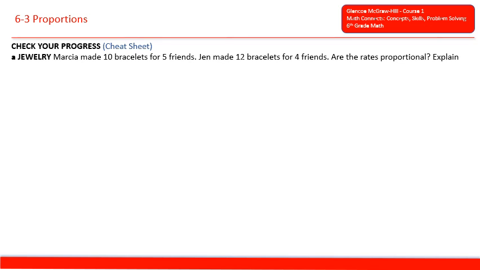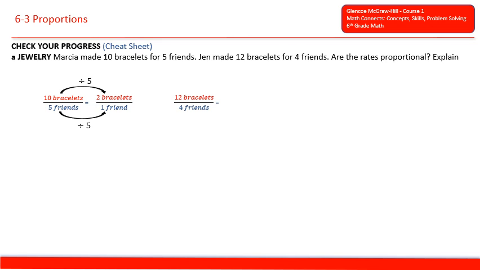Check your progress. Jewelry. Marsha made 10 bracelets for 5 friends. Jen made 22 bracelets for 4 friends. Are the rates proportional? Explain. 10 bracelets for 5 friends. Divide 5 friends by 5 to find 1 friend. Divide 10 bracelets by 5 to get 2 bracelets per friend.